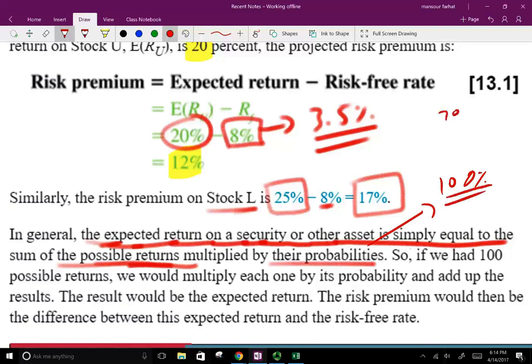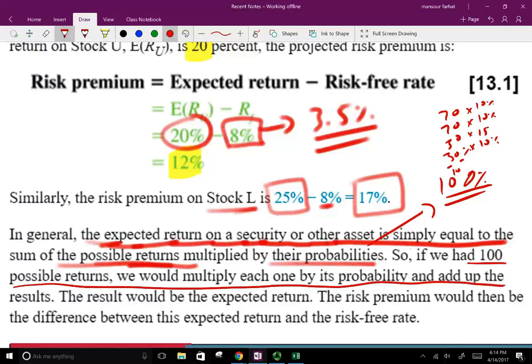So you could have 20, 20, 30, that's 70, and another 30. Or you could have 4 probabilities: 10%, 10%, 15%, and so on. It doesn't matter, but the probabilities will have to add up to 100%. So if we had 100 possible returns, we could multiply each one by its probability and add them up, and the result will be the expected return.